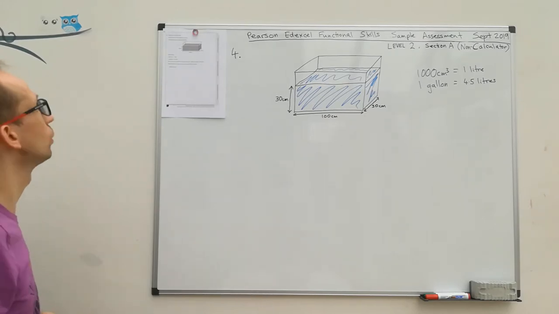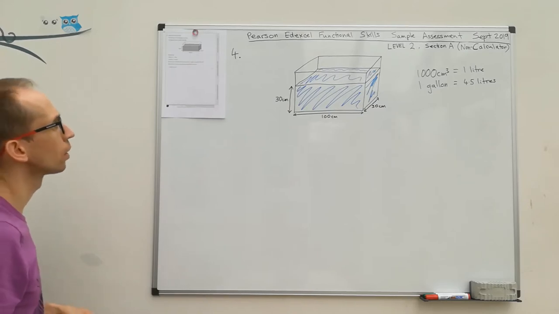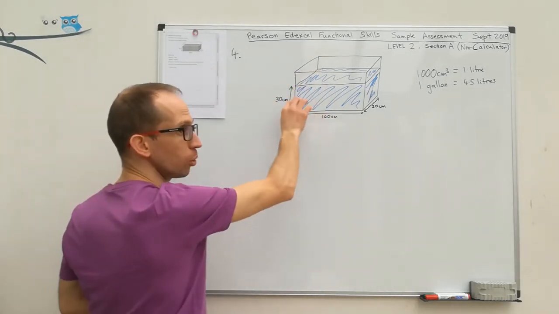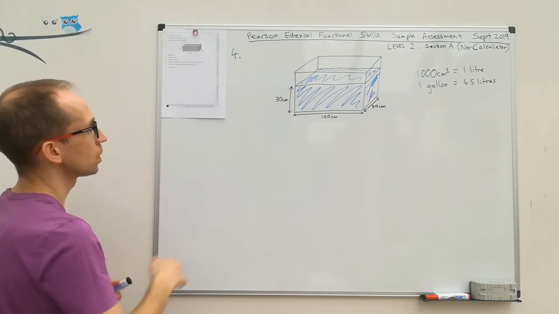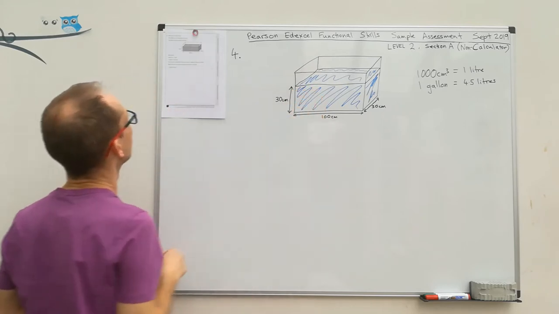And question 4. Matt buys a new fish tank. The fish tank is in the shape of a cuboid. The diagram shows water in the tank. So I've drawn the diagram up here for us. I've used a bit of colour, hopefully that doesn't make it more difficult for you to see. So we've got the full cuboid, but it's not all full of water.